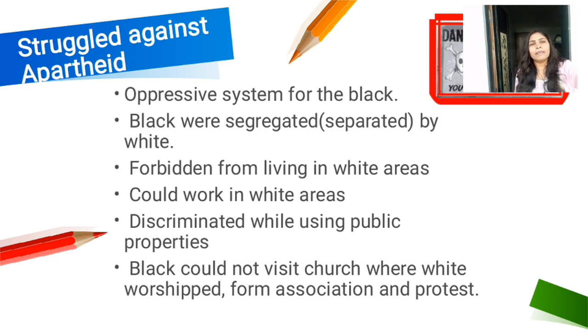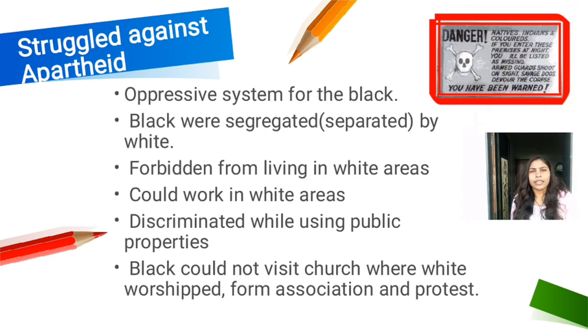Now how the struggle was started: the struggle against the Apartheid Act, an oppressive system for the blacks. This apartheid system was quite oppressive for the people who were black, and it was separating black and white people. Blacks were forbidden from living in white areas, could not work in white areas, and were discriminated against while using public properties.